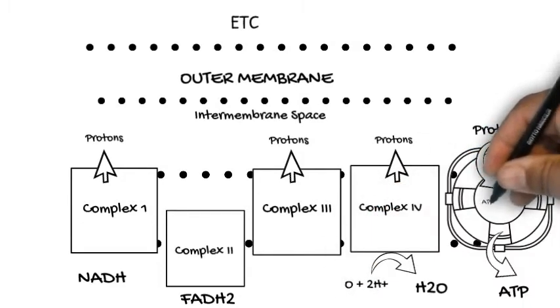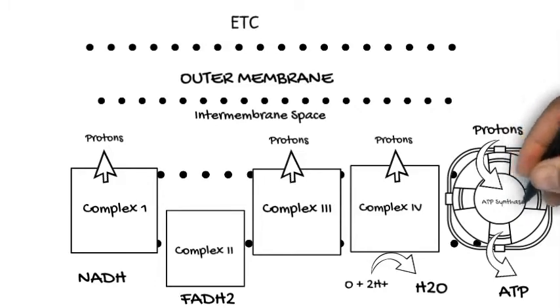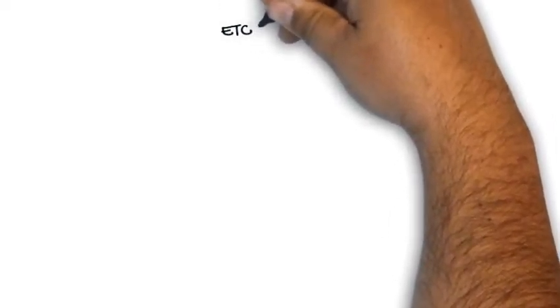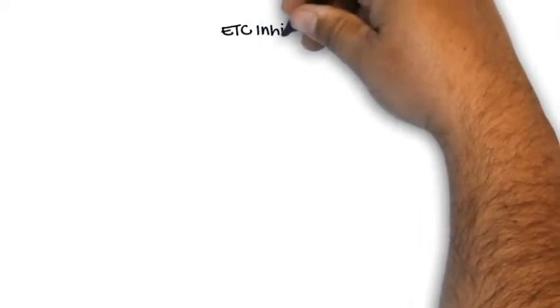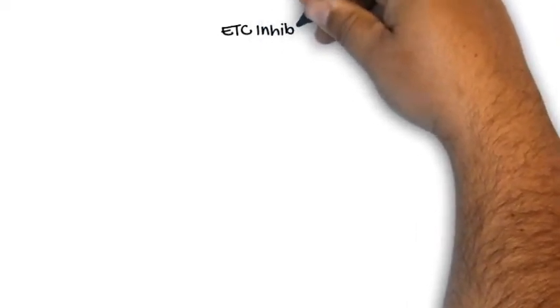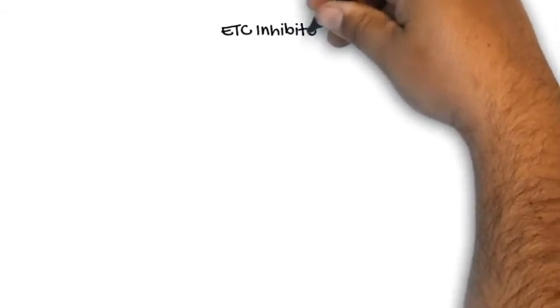So in complex 4, you'll notice that oxygen acts as the final electron acceptor to form water. So the electron transport chain is essential for the formation of ATP for the cell, and we would not be able to survive without that.